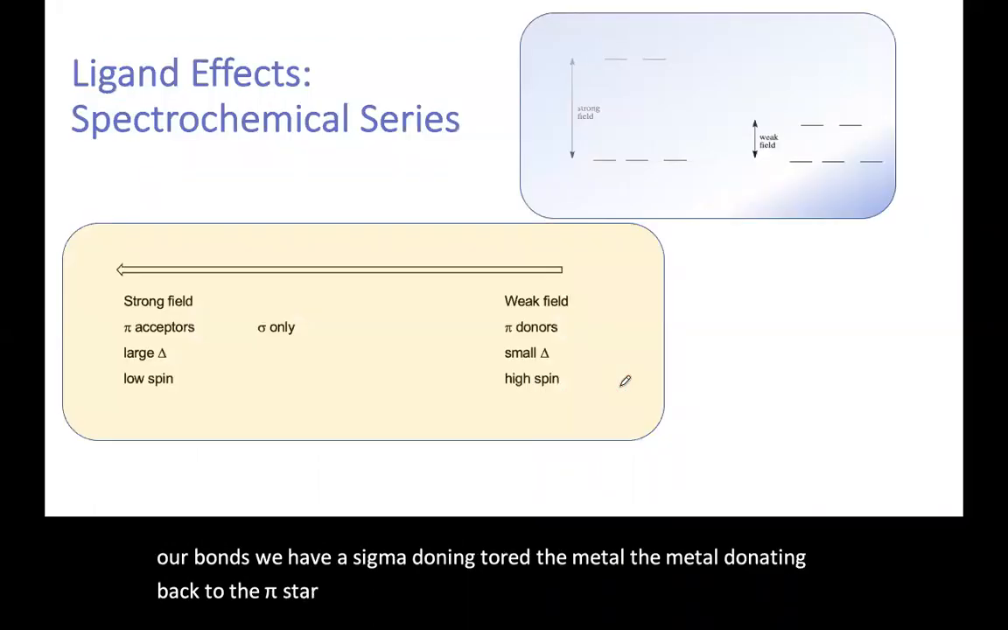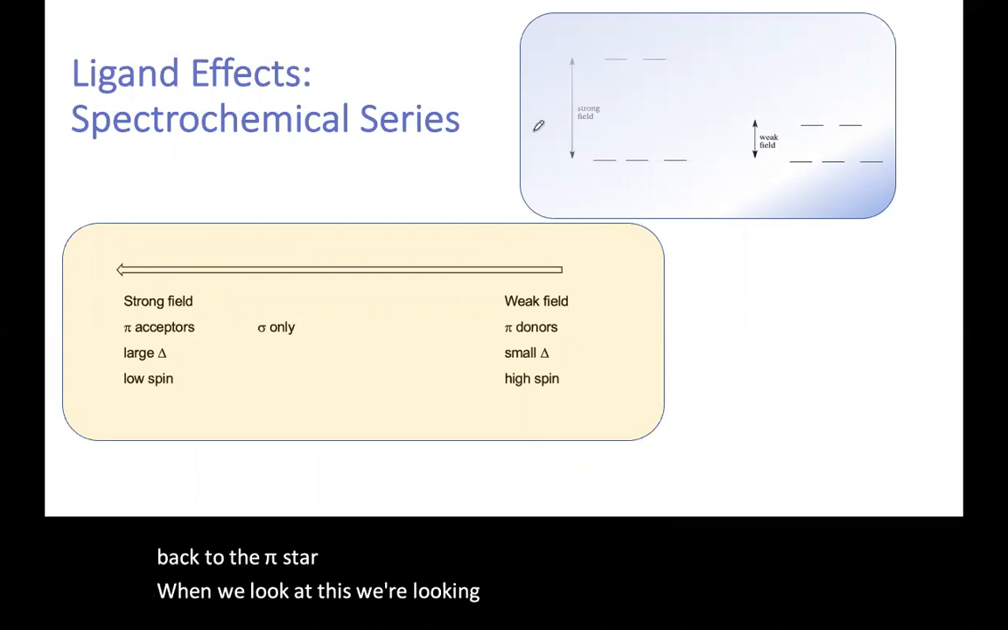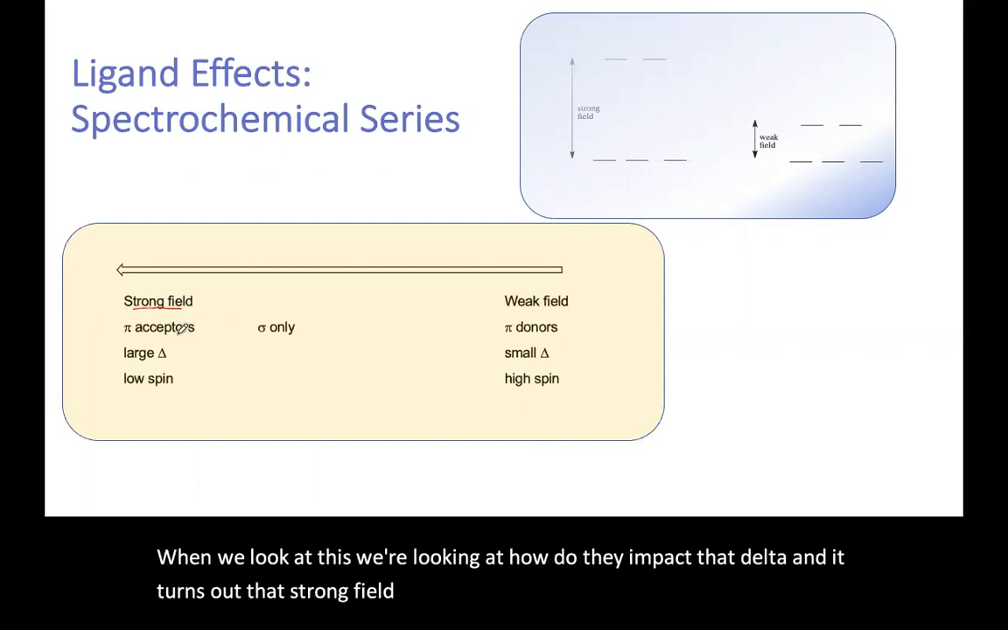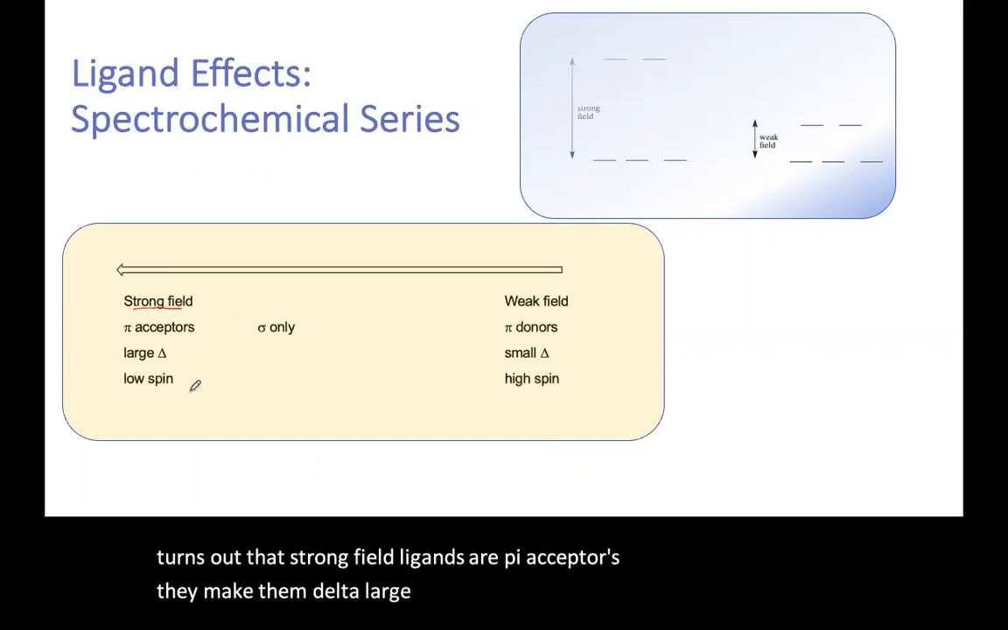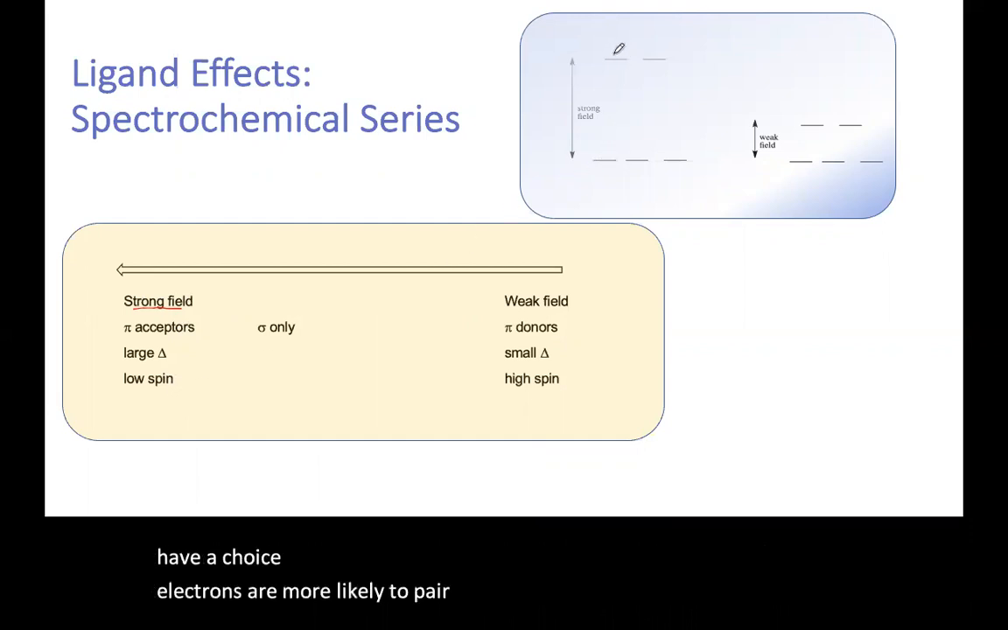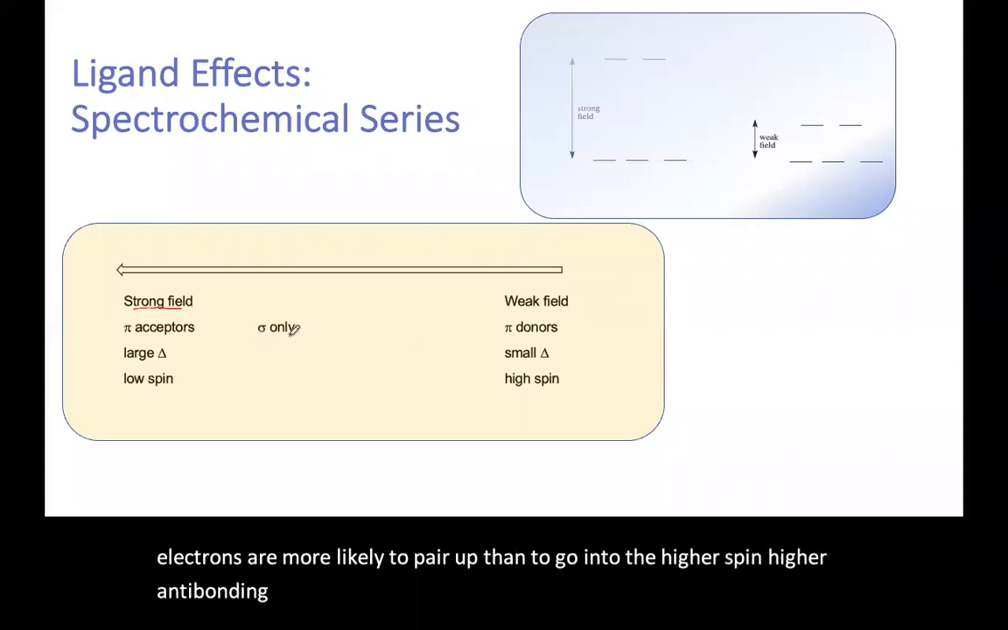When we look at this, we're looking at how they impact that delta. And it turns out that strong field ligands are pi acceptors. They make delta large and low spin for the overall complex if we have a choice. Well, electrons are more likely to pair up than to go into the higher anti-bonding orbitals. The sigma-only donors are strong, but not as strong as a pi acceptor.